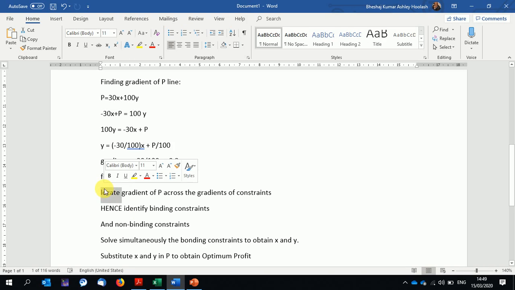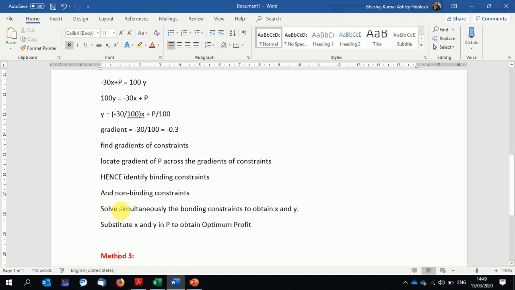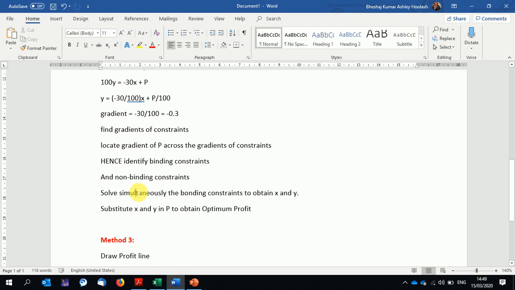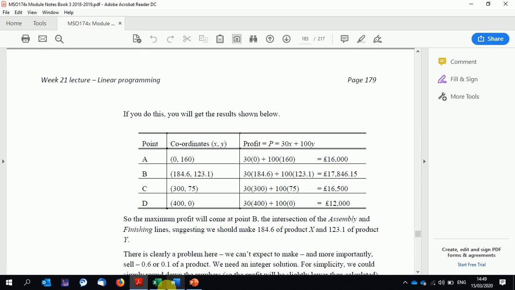Locate the gradient across the gradients of the constraints, hence identifying the binding constraints and the non-binding constraint. Use simultaneous equations to solve for small x and small y, and then substitute in the profit equation to find the optimum profit. Right, so that was method 2, which avoids using graphs.